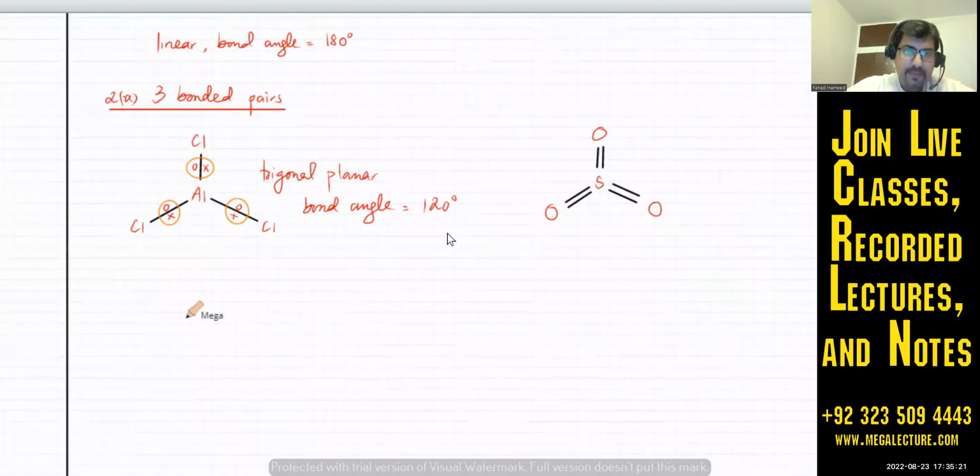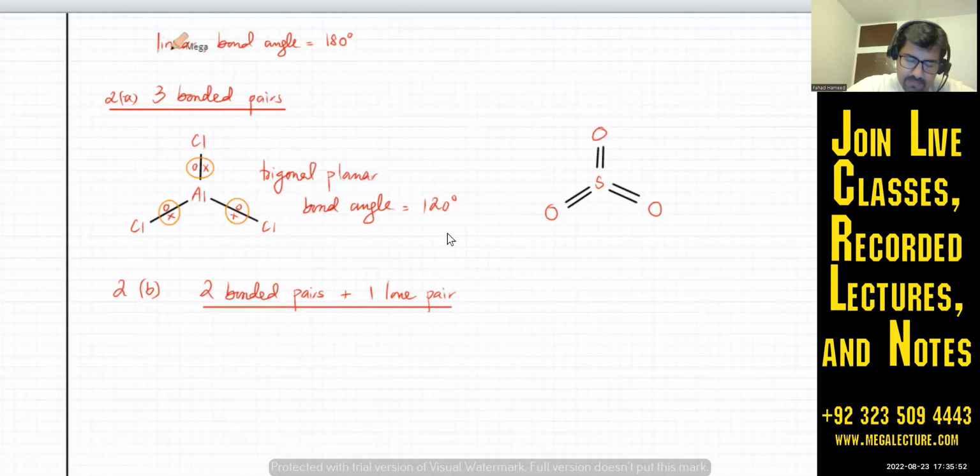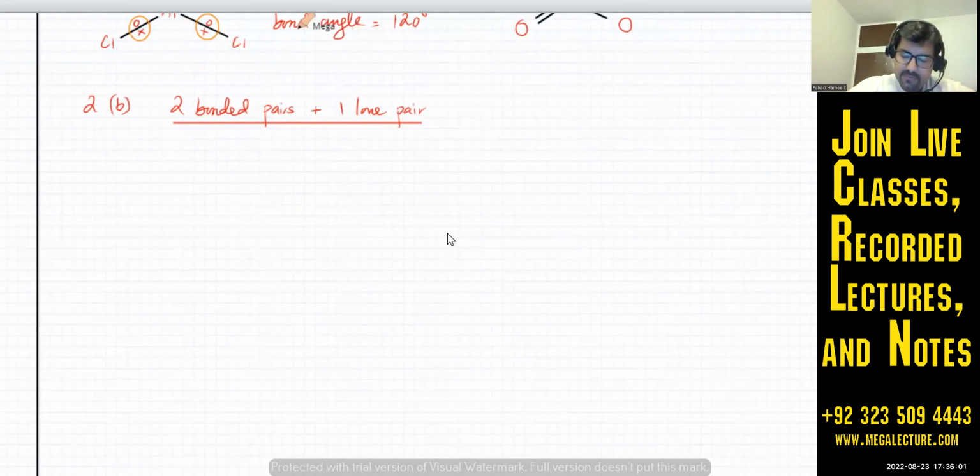and that is that it will have lone pairs. So the second variant is going to be: you have 2 bonded pairs. So total pairs are still 3. You'll have 2 bonded pairs plus 1 lone pair. What happens in this scenario?